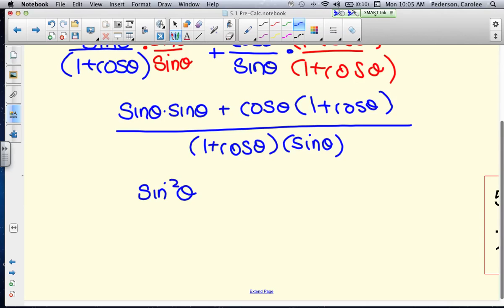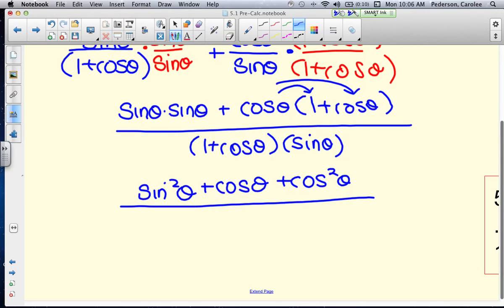Now I'm going to clean up this piece over here. So I'm going to distribute that cosine of theta through to the parentheses. So cosine of theta times 1 is cosine of theta. Cosine of theta times cosine of theta is cosine squared of theta, all over that same LCD.